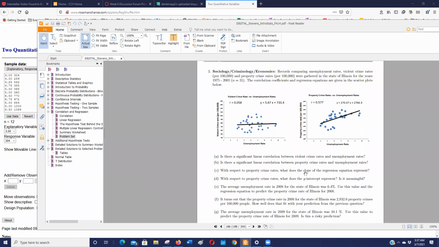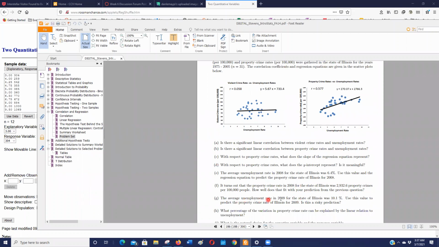They asked us down here in part here. Let me get a pointer going so I can point. Where was it? 10%. Oh, here you go. The average unemployment rate in 2009 for Illinois was 10.1%. You use the value to make the prediction. So we would take 10%, substitute it in for X.